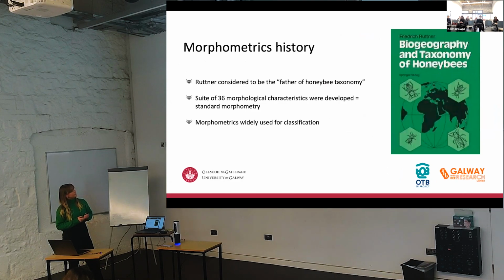Bee morphometry, or the study of the physical characteristics, was first developed in the early 20th century. It was mostly developed in 1988 when Friedrich Ruttner used a suite of 36 morphological characteristics to identify 24 individual subspecies of Apis mellifera, and this became known as standard morphometry. Morphometrics is still widely used today, mostly by beekeepers and members of the public who don't have access to molecular methods of identification.